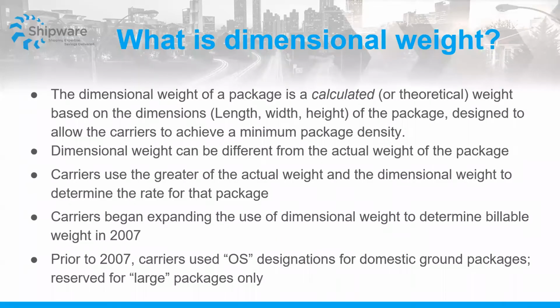So what is dimensional weight? At a very high level, the dimensional weight of a package is a calculated, or theoretical, weight of a package based on the package dimensions, so length, width, and height. This theoretical weight is designed to allow the carriers to achieve a minimum package density.